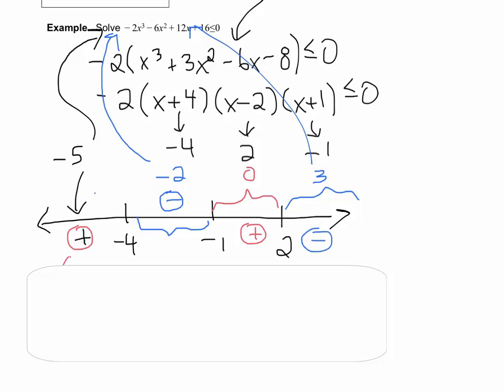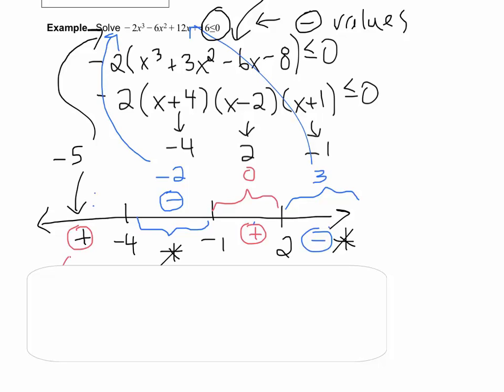Now they are alternating here: positive, negative, positive, negative. It's not always going to work out that way though, so you have to go through and check every single interval. What we're now looking for in this inequality is values that are less than or equal to 0. So we are looking for intervals that have negative values. The 2 that have negative values are values of x that are greater than 2 or values of x between negative 4 and negative 1.